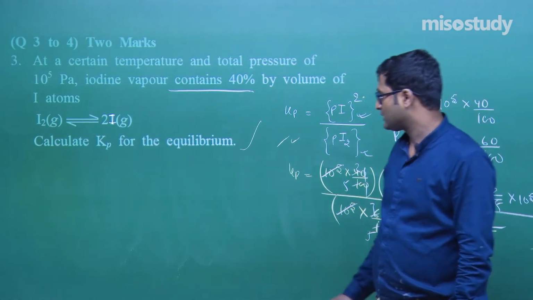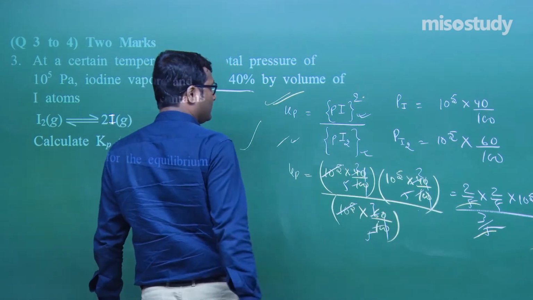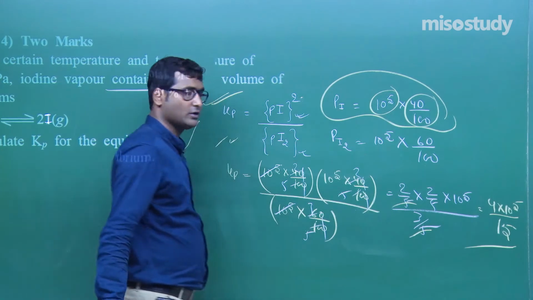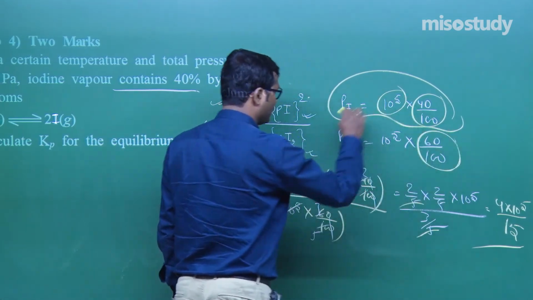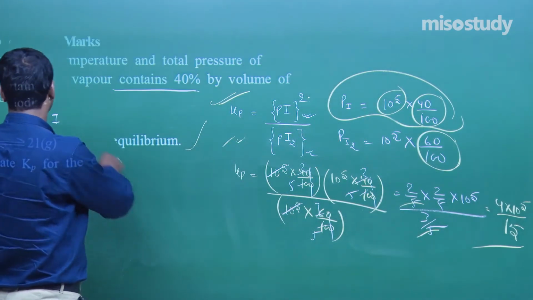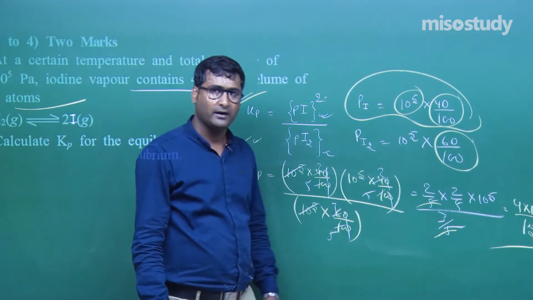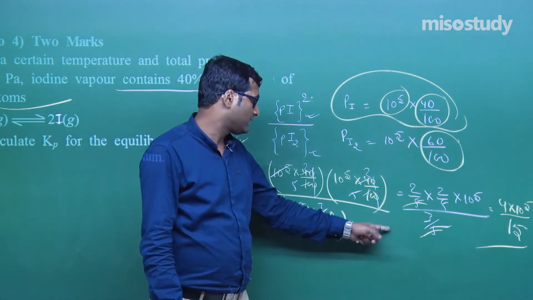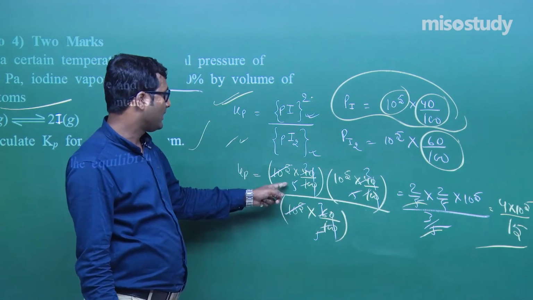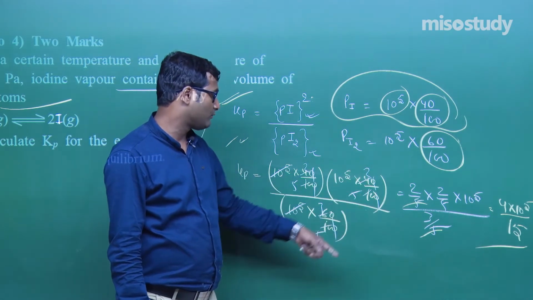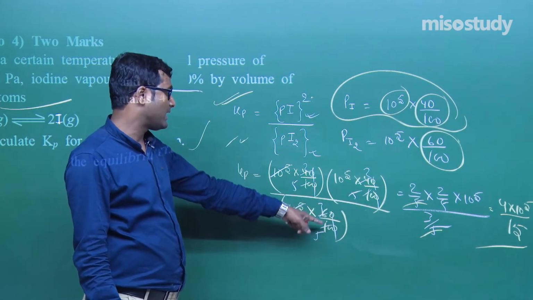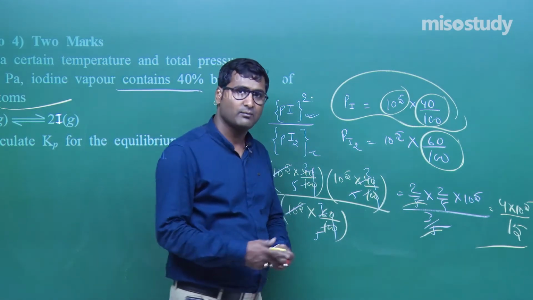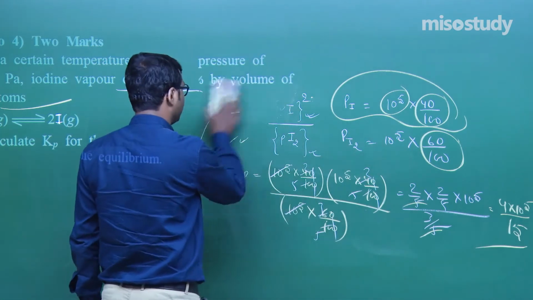Now check out the solution here. Partial pressure is equal to total pressure multiplied by mole fraction. 40% is given by volume of iodine atom, so the mole fraction is 40 upon 100, and for I2 it is 60 upon 100, because the total is 100. Put here 10 to the power 5 into 40 upon 100, squared, divided by 10 to the power 5 into 60 upon 100. After solving, you can get the answer. I am going to rub this part, and I will discuss the next one.